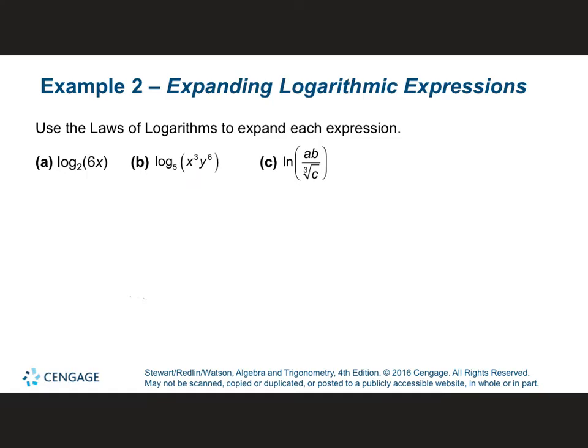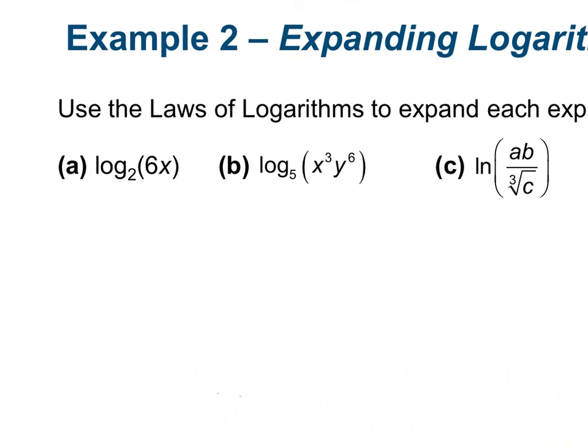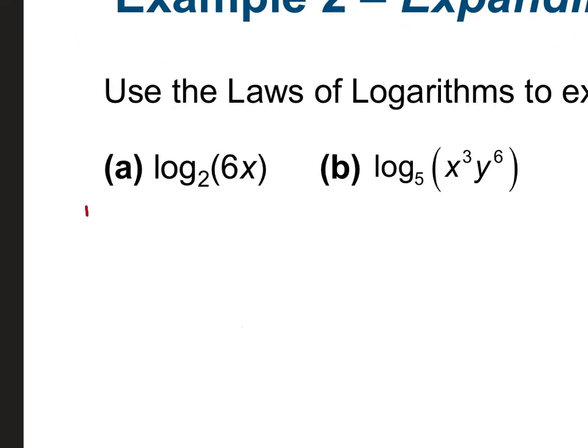For our next part, we are just expanding each of these expressions. So for A, we are given log 2 of 6x. This is being multiplied by one another. So think to yourself, what is multiplication? We just worked with addition with multiplication. So this is the same exact thing as saying log 2 of 6 plus log 2 of x. You can't do anything else with this, so we just leave it like we see it.